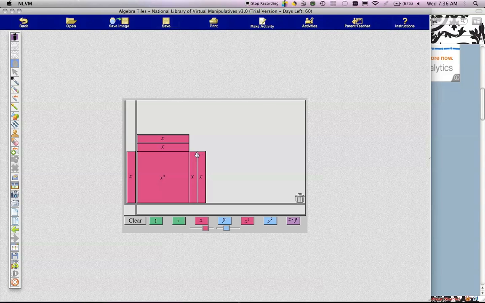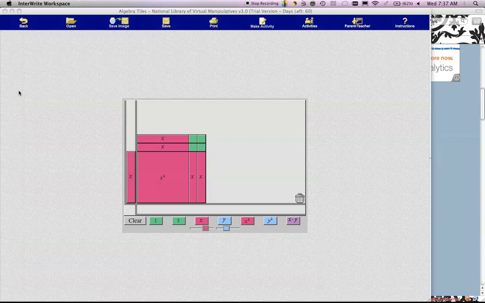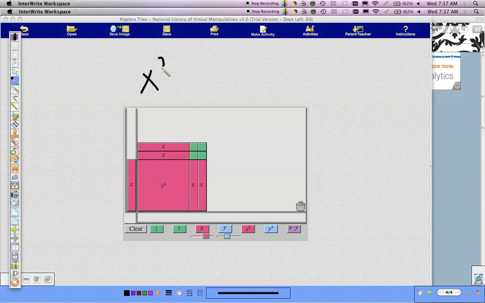Now, the length of the side that's missing is 2 units, right? And the height is also 2 units, and 2 by 2 is of course 4. So let's try putting in 4 1-unit blocks. And as you can see now, this becomes one large square. So if I wanted to complete the square on x squared plus 4x, I would add 4 to it.